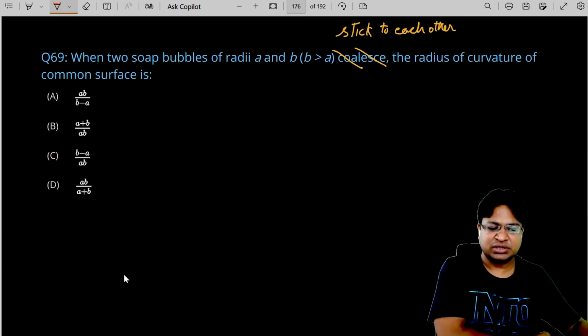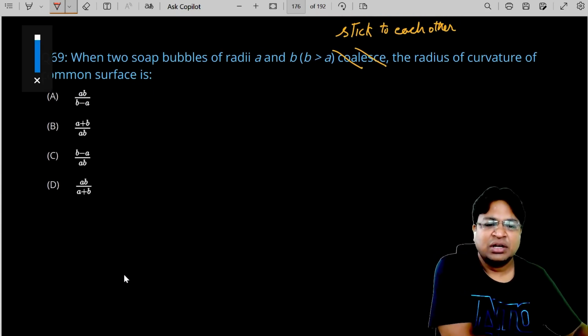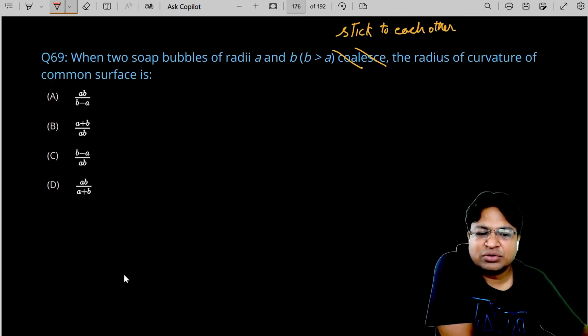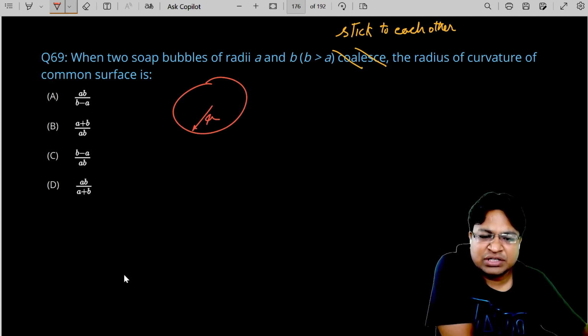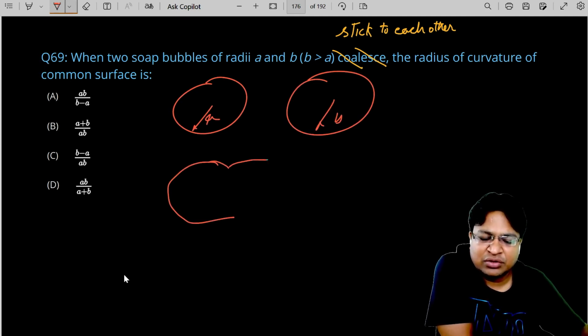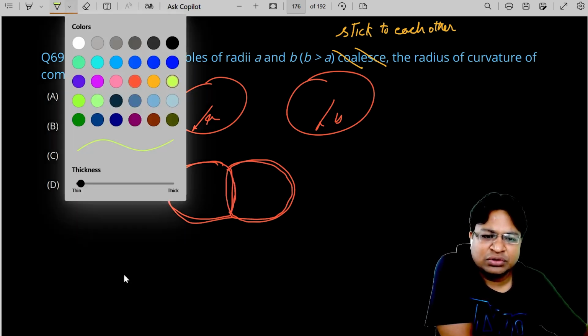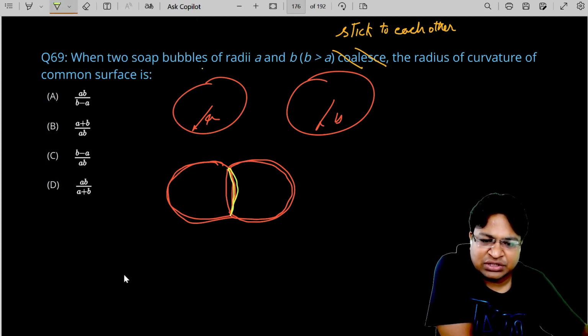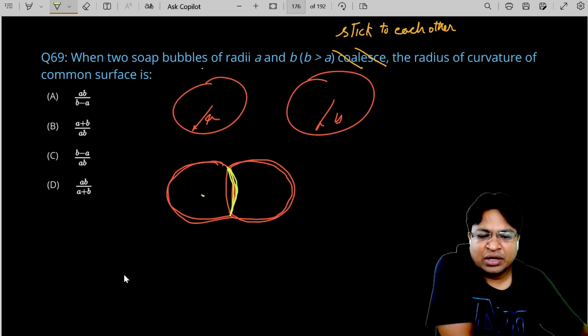This question says that two soap bubbles stick to each other. So we have a soap bubble of radius A, and a soap bubble of radius B, and they stick together to form a situation like this. If you play with bubbles, you will many times see two bubbles sticking to each other, making some surface here. We want to know the radius of curvature of this surface. This radius is, let's say, A, this radius is B, and this radius is R.